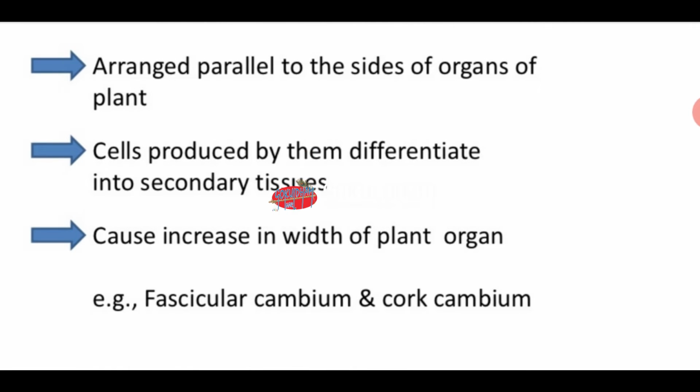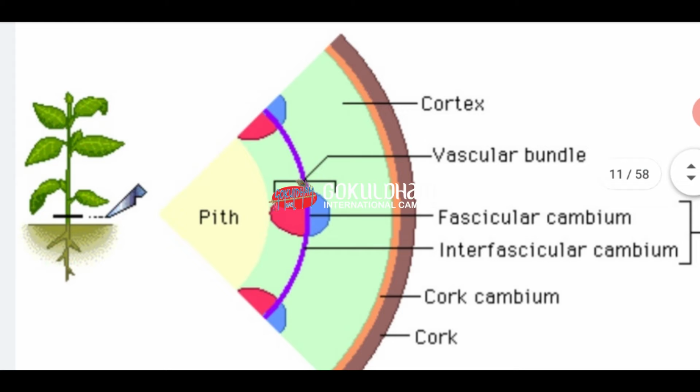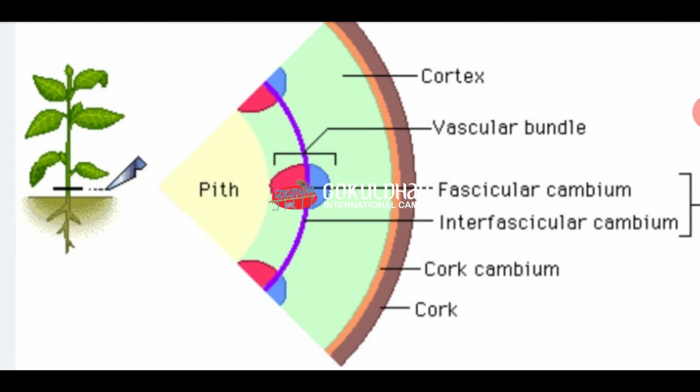Examples of lateral meristem are fascicular cambium and cork cambium. You can see in this picture the internal structure of a plant stem, where it shows the vascular bundles, cortex and fascicular cambiums, which are surrounded by the phloem and xylem. And when two fascicular cambiums are joined by the interfascicular cambiums, they have a meristematic role, meristematic tissue which divides and forms secondary tissue.